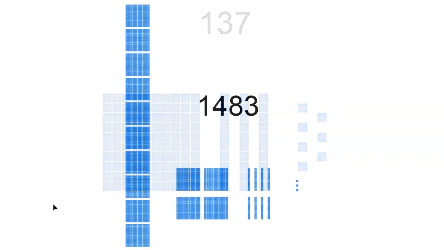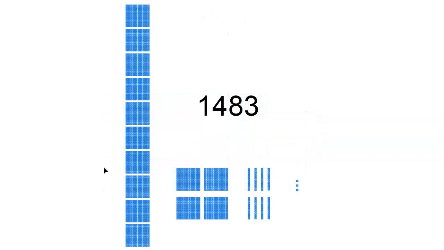Now look at the number 1,483. Let's start in the ones column with the 3. These 3 little blocks represent our 3 ones. In this example, we'll call them blocks. So we have 3 individual blocks.